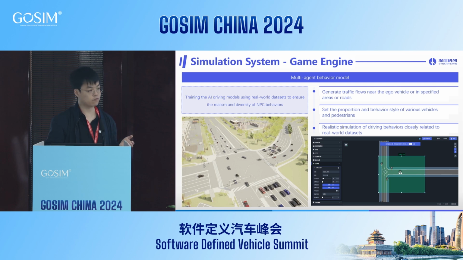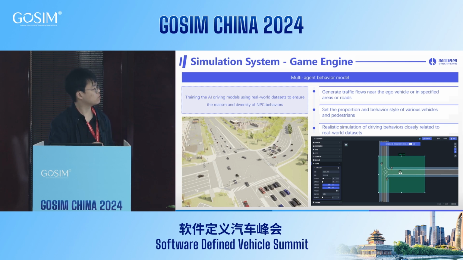In this traffic environment, we need smart agents, smart traffic participants that can interact with the ego vehicle in a smart manner, especially a naturalistic manner. So we need to train AI-driven policies that control each of these vehicles so that they can interact with the ego vehicle in order to make this entire scenario valid.